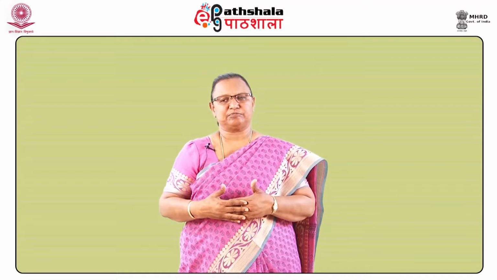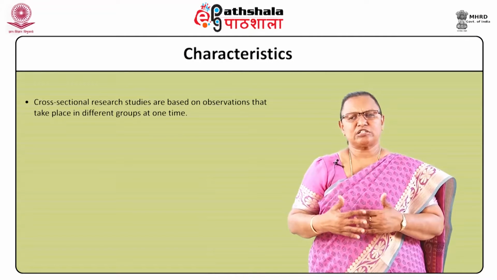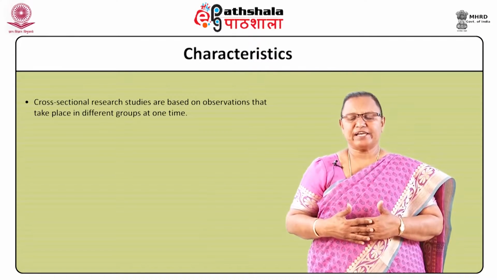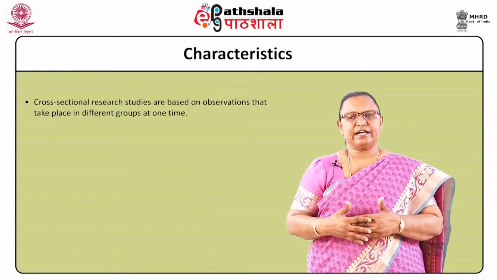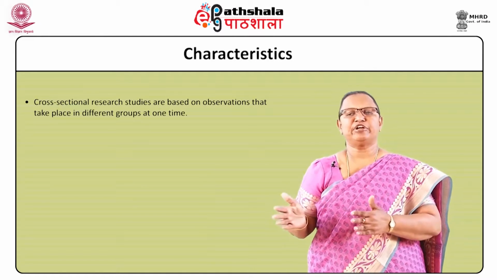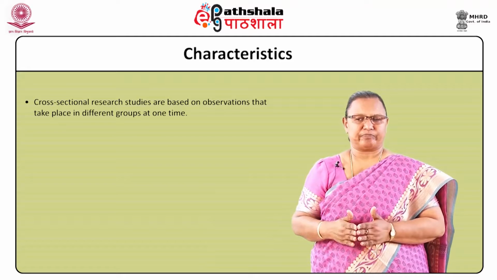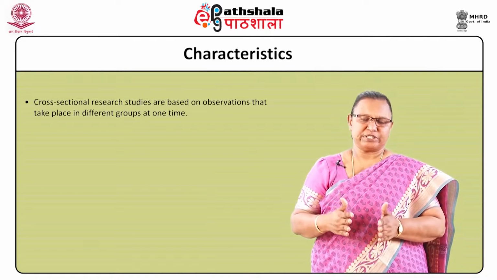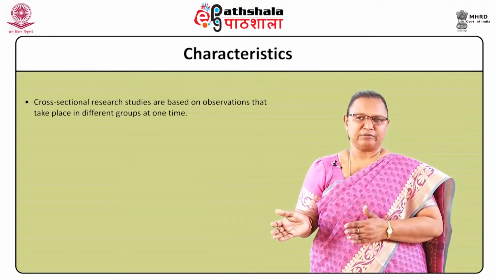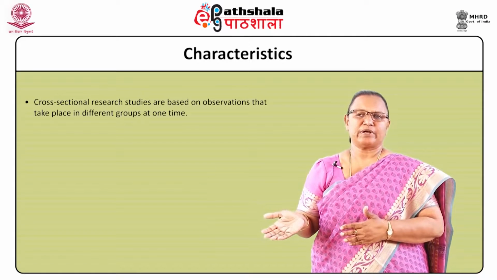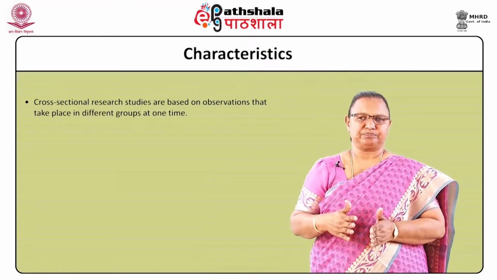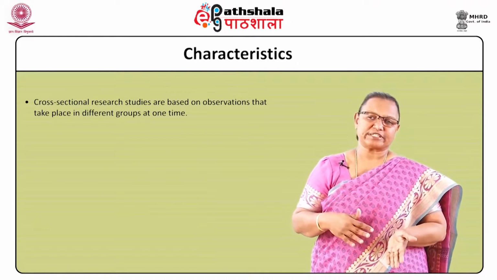So, having understood this cross-sectional study design, let us look at the characteristics of this cross-sectional design. A cross-sectional study is based on observations that take place in different groups of people at one time. That is, you have observed three groups of women in different age groups, but at only one point of time to find out whether they have breast cancer or not.